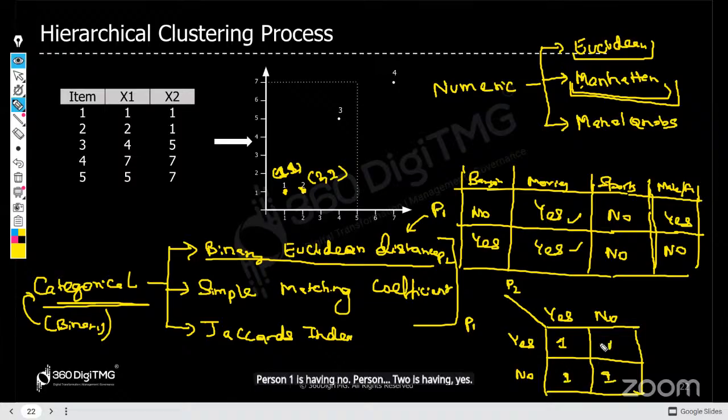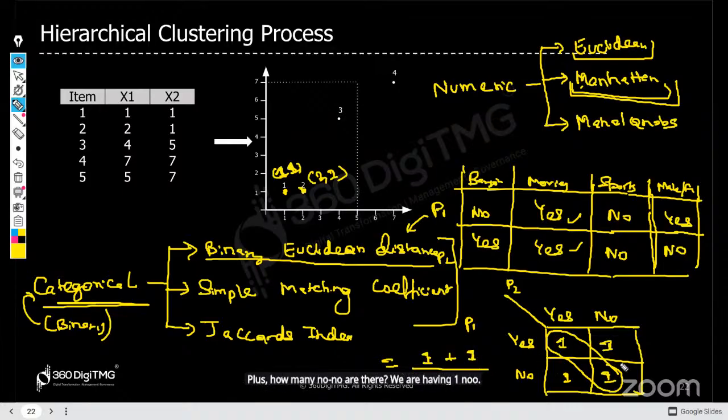1 and 1. When it comes to simple matching coefficient, it will consider this 2. Yes, yes, no, no. How many yes, yes are there? We are having 1 yes, yes. Plus how many no, no are there? We are having 1 no.